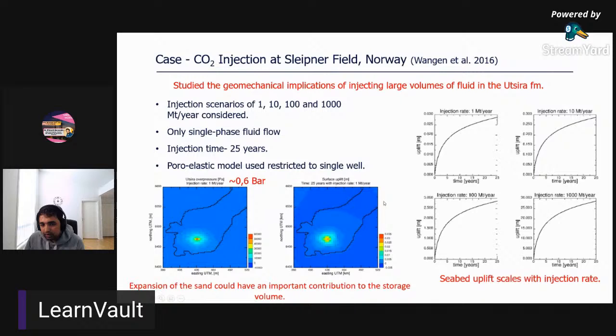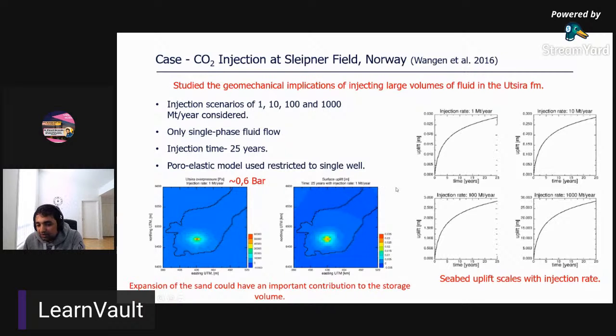But when this rate was varied and increased up to 1000 megaton per year, as you can see in the plots here, we have one plot for 1 megaton per year, the left topmost plot. The right topmost plot is for 10 megaton, and the bottom ones are for 100 and 1000 megaton. Pay special attention to the y-axis: when you multiply the injection rate by 10, your uplift is multiplied by 10. So at 1000 megaton per year of injection, your uplift after 25 years would be roughly 30 meters. That's what the model showed.